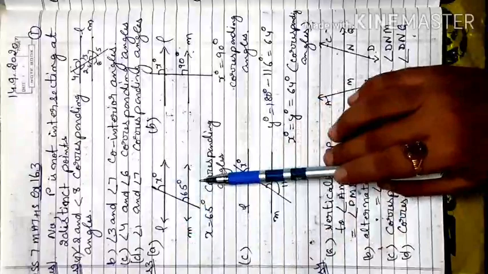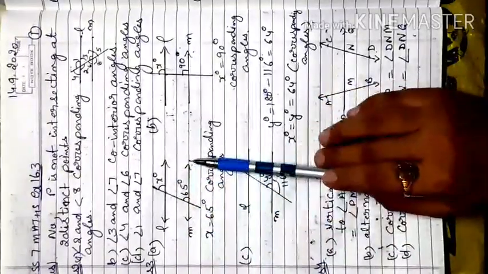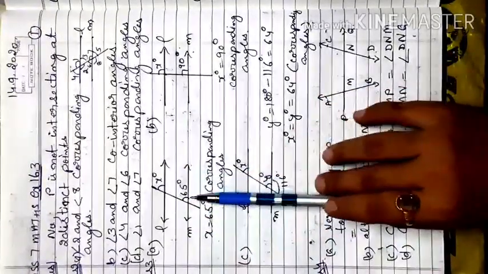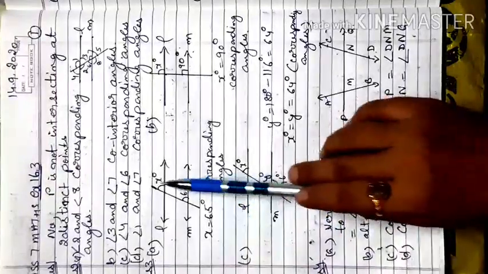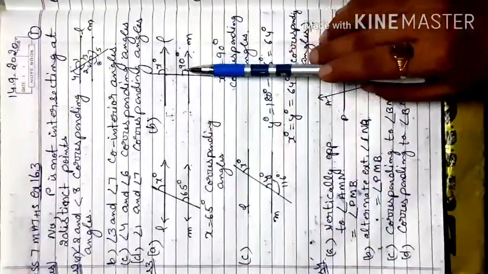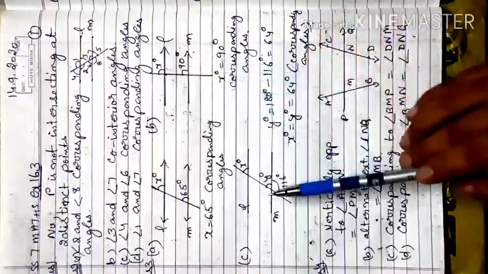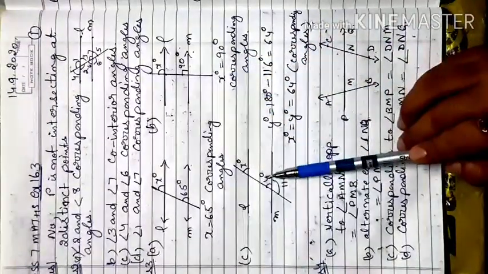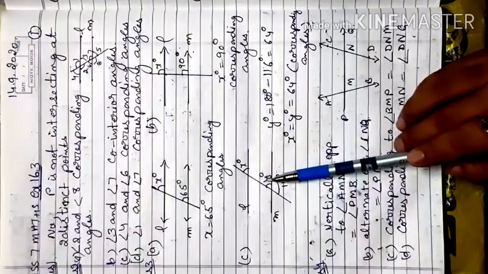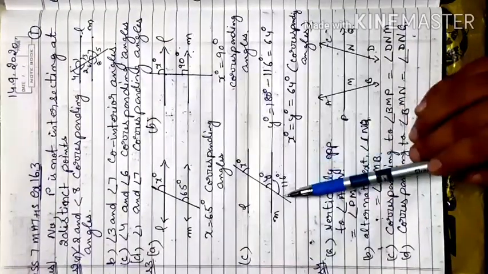If you look at the first figure, these are parallel lines. Due to parallel lines, corresponding angles are equal to each other. So that means the x value is 65. Here also corresponding angles are equal to each other. That means x is equal to 90 degrees. Here also x and y are equal to each other. But for finding the y value, you look at this.